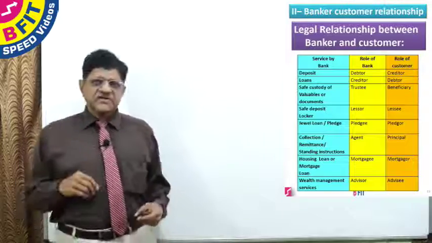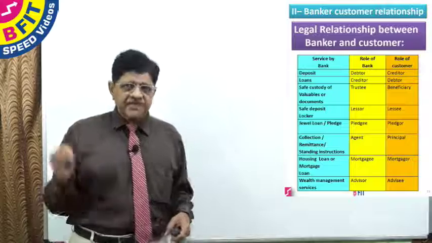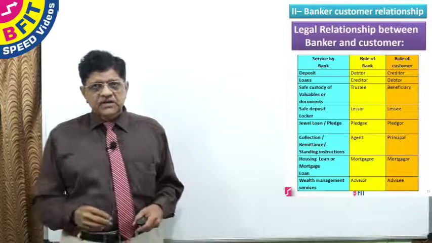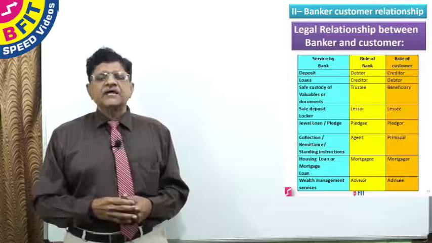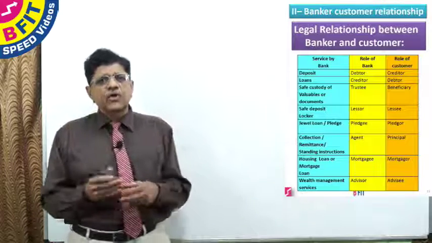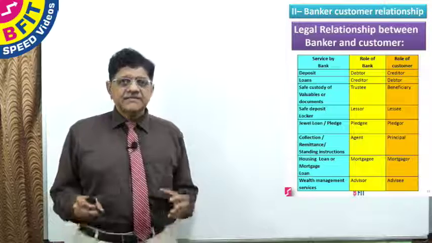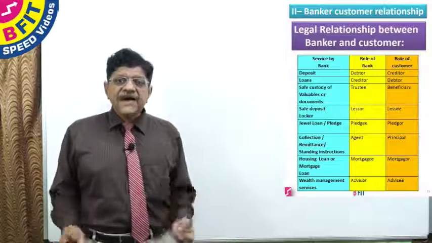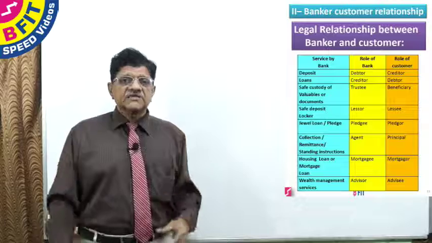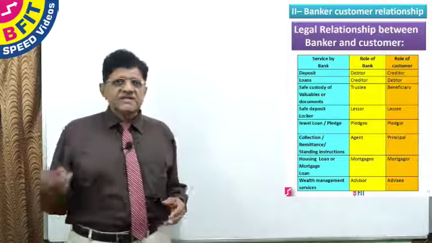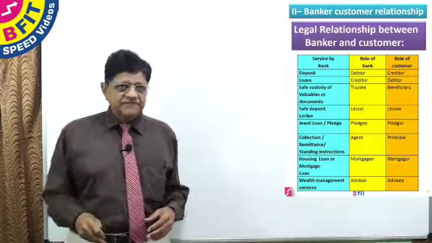In the case of collection, next let us take a customer deposits a check for collection, and the check is drawn on some outstation place and you cannot go there and collect it, therefore you put the check for collection to the bank. In this case, the bank acts as an agent on behalf of the principal who is the customer. So here the relationship between the banker and the customer is that of agent and principal.